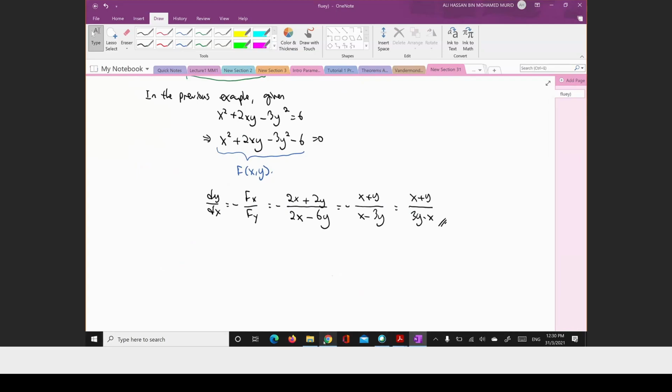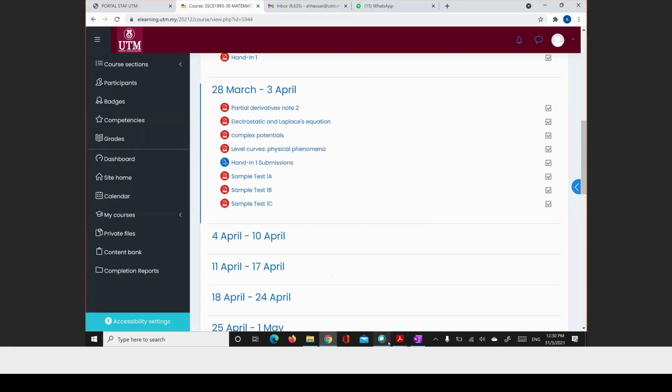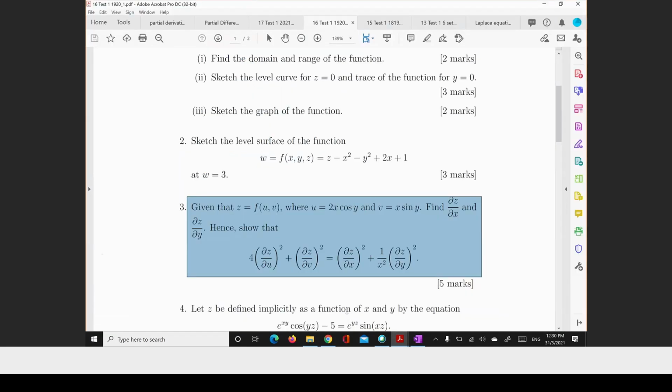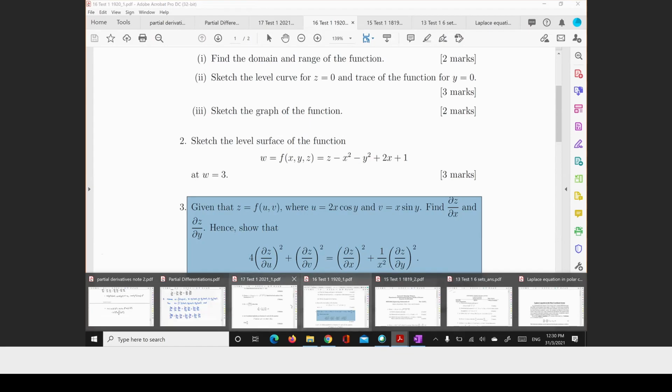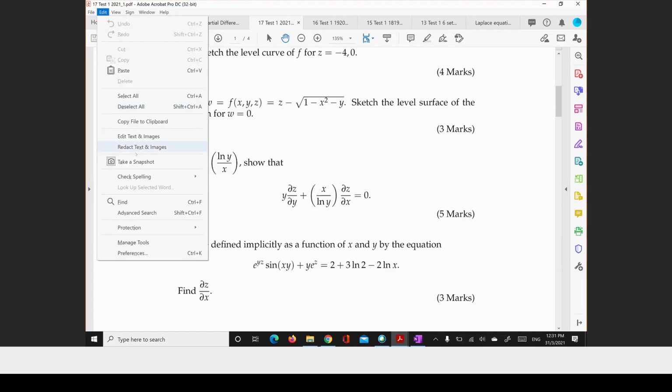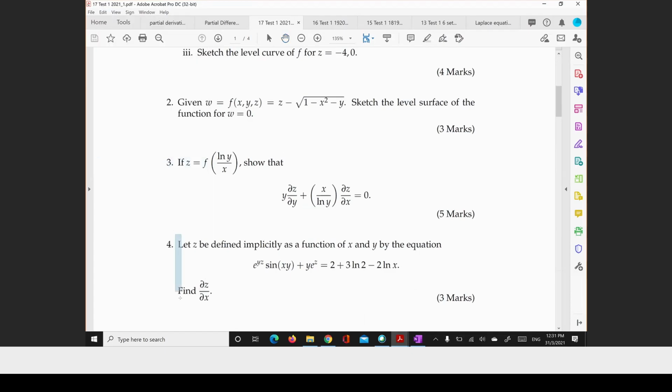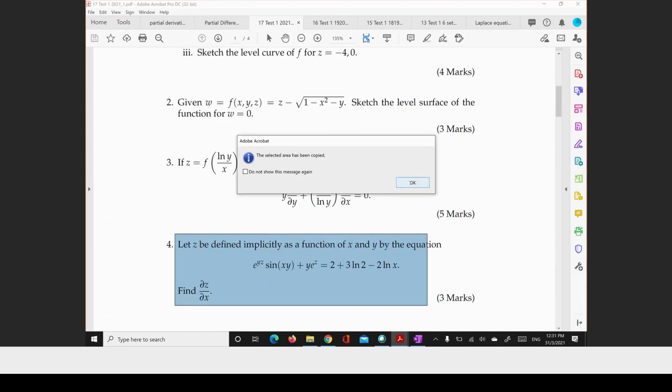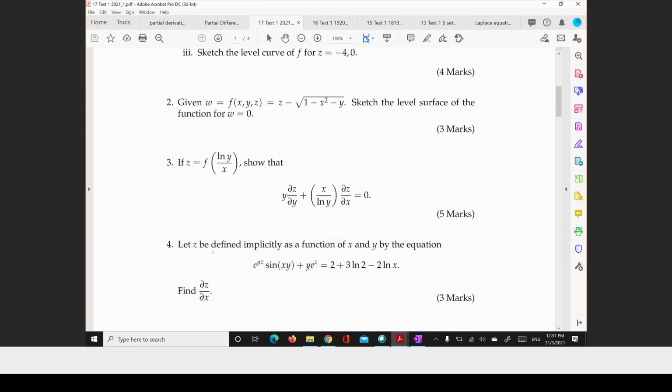Let's look at a sample test question, this one here. Let's try using the partial differentiation method to solve this problem. This is a function of three variables, z. This one involves a function of three variables.